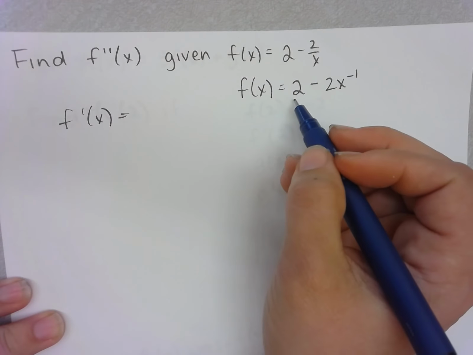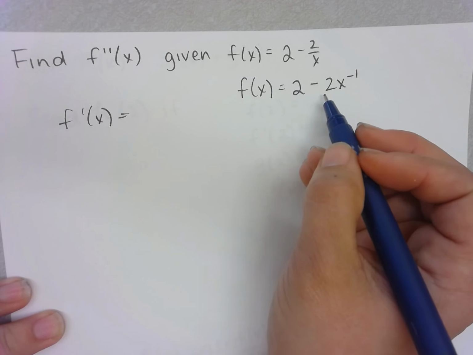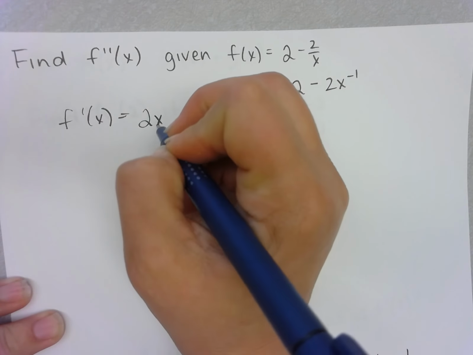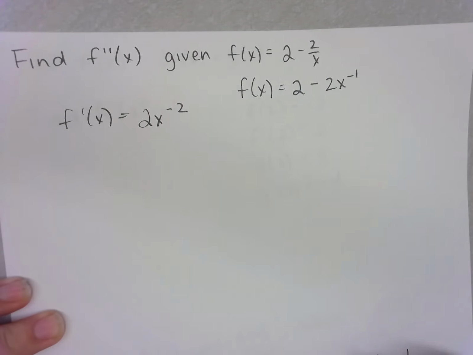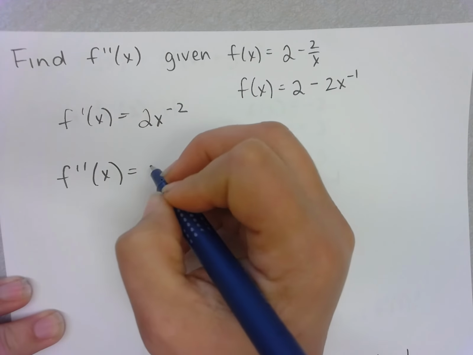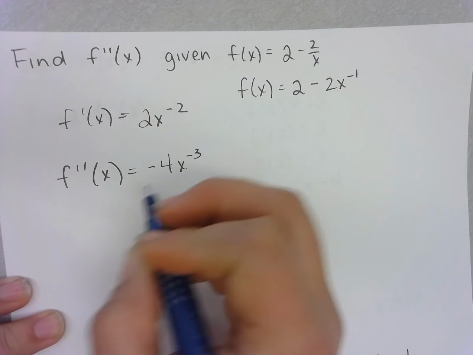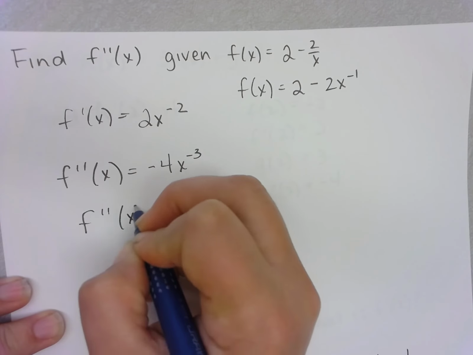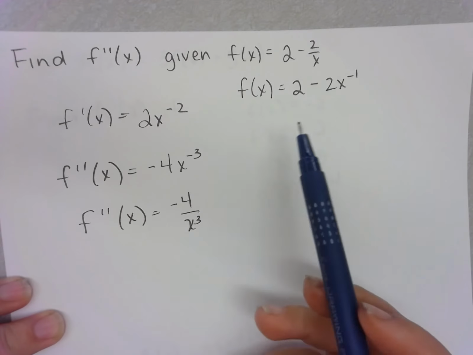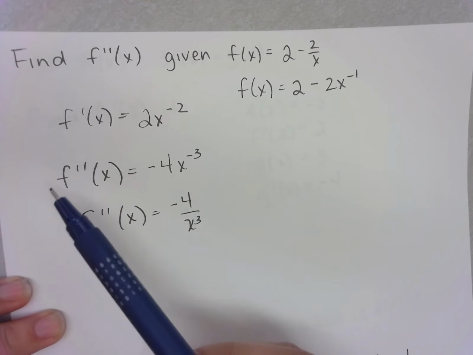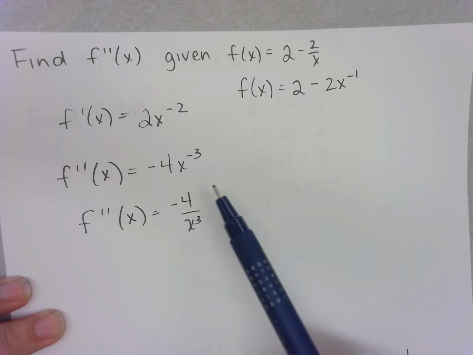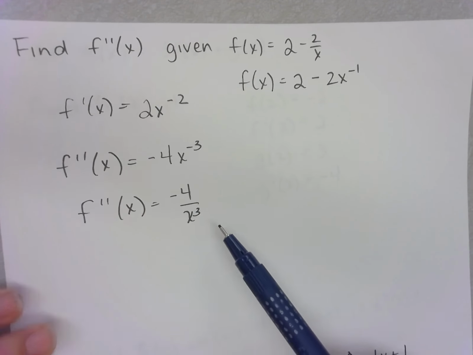So my f prime then, derivative of 2 is 0. The derivative of negative 2x to the minus 1 will be negative times negative 1, so I'm going to get positive 2x to the negative 2. And then my f double prime then is the derivative of that, which would be then negative 4x to the minus 3. If I wanted to write that without the negative exponent, which I highly recommend, especially if you are going to plug in a value. Like since this time I was just finding f double prime, this is perfectly acceptable. If I was doing f double prime of a number, it's better if you write it this way because you'll be more likely to put it in your calculator correctly.